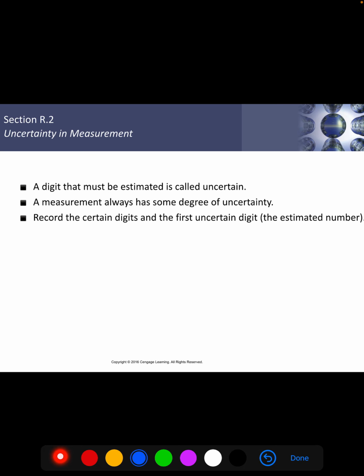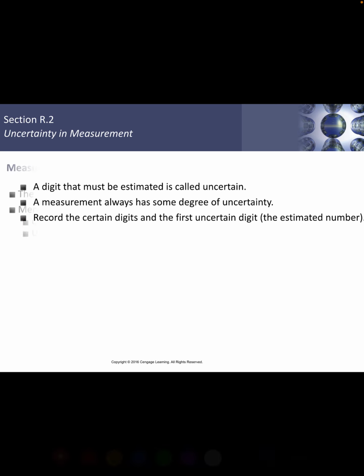So, just briefly, I want to talk to you about accuracy and precision. Very often when we measure something, we estimate some aspects of what we're measuring. And a measurement always has some degree of uncertainty and is never probably as precise as it could be, or frequently as precise as we want it to be. So we record all the digits we know with certainty and the first uncertain digit. So the last digit in a measurement or a value is uncertain.